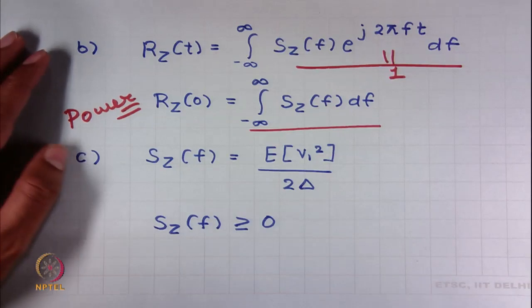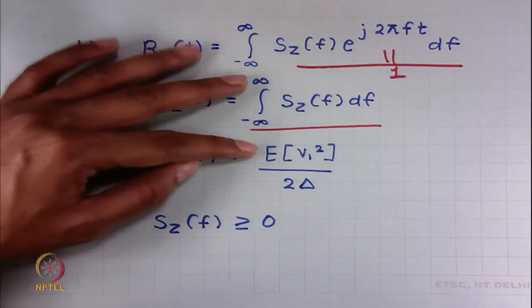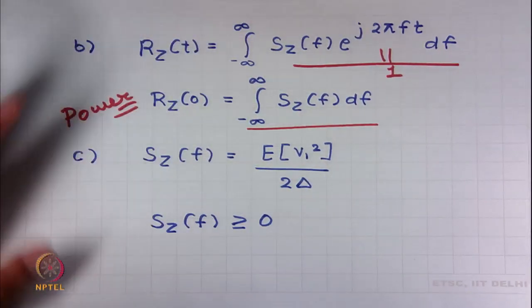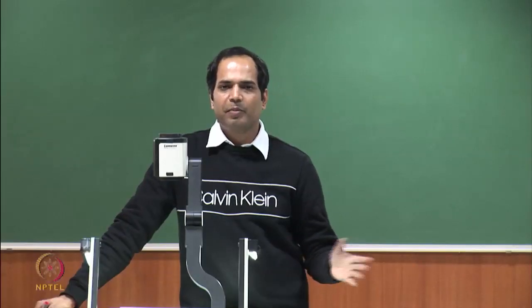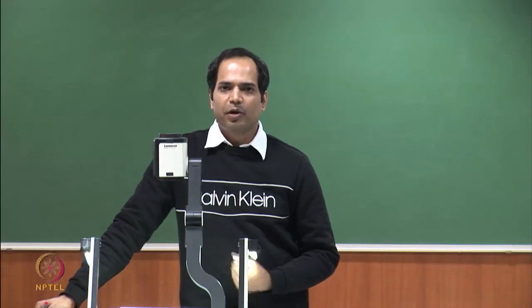This we have seen before. That means, the power of a random process can be obtained by integrating the power spectral density from minus infinity to plus infinity, and that is obvious. If you have a power spectral density and you integrate from minus infinity to plus infinity, you should get the total power in the process.